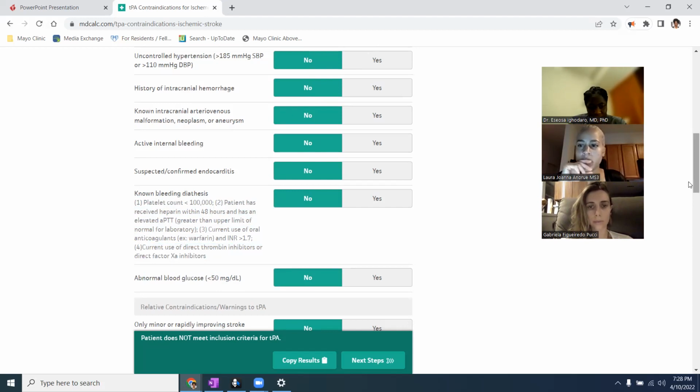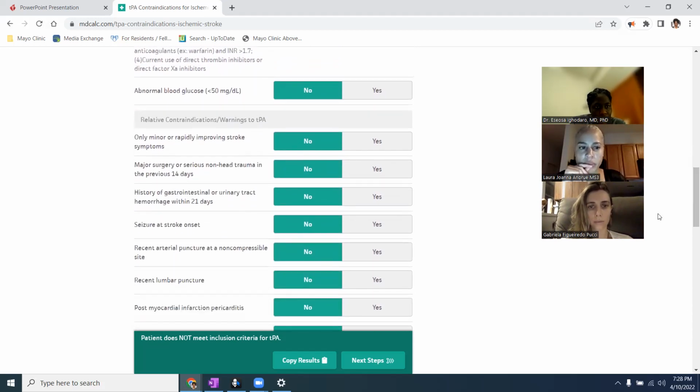Now, some of the relative contraindications are if the symptoms are rapidly improving, minor or major surgery or non-head trauma within the previous 2 weeks, GI or GU hemorrhage within 21 days, seizure at stroke onset, recent arterial puncture at a non-compressible site. So, for example, if a patient had femoral artery access because they had a stent placed, that's compressible, so you could still give TPA.